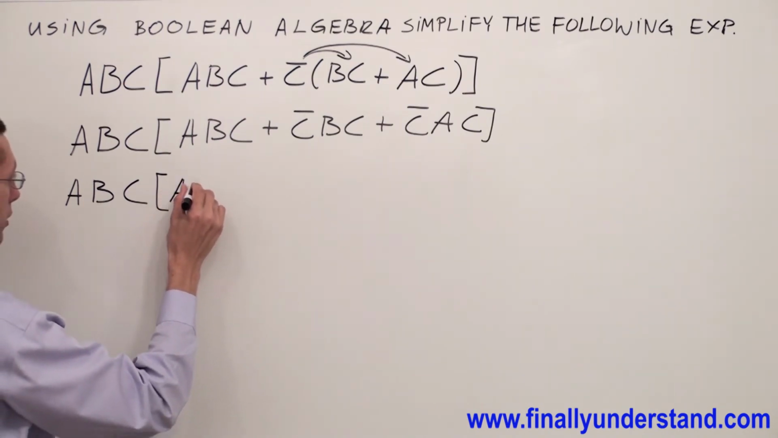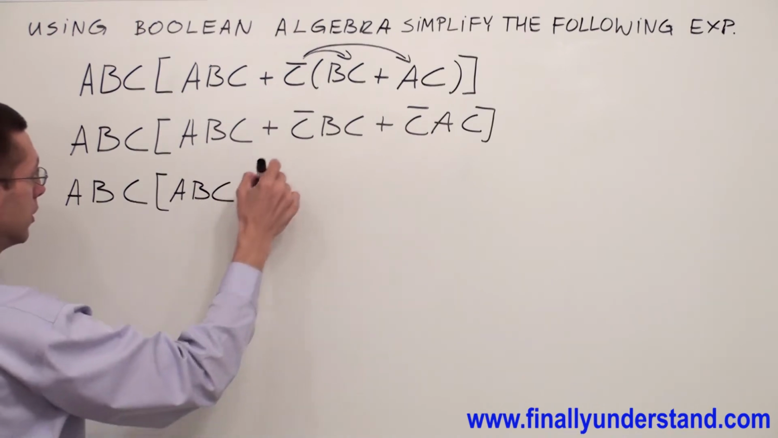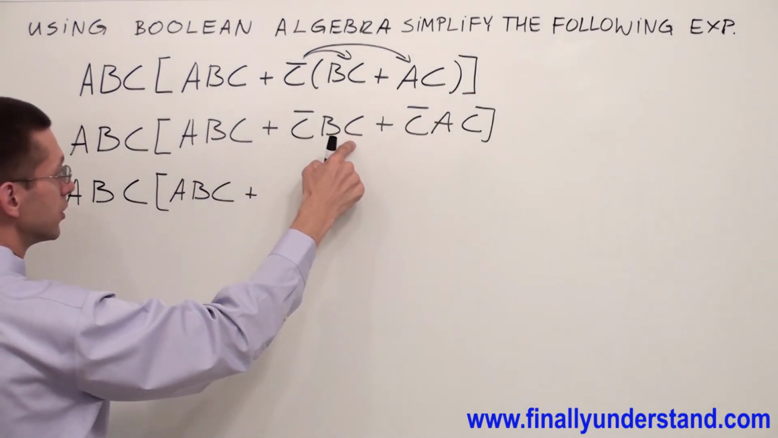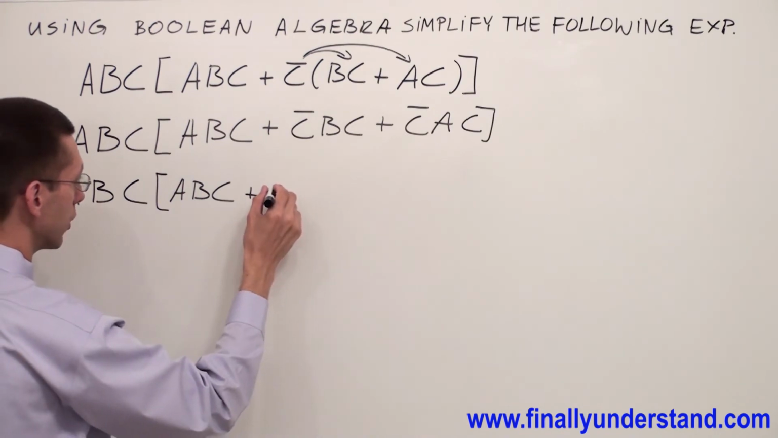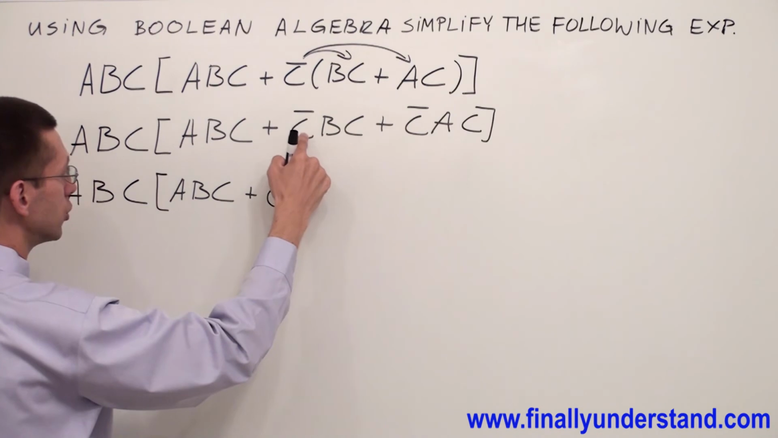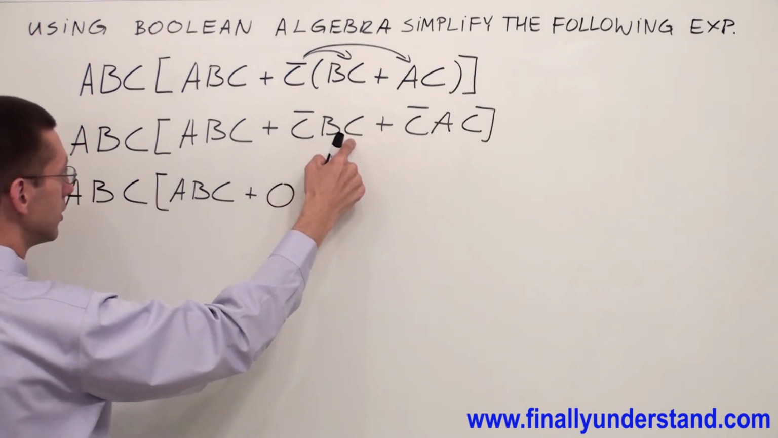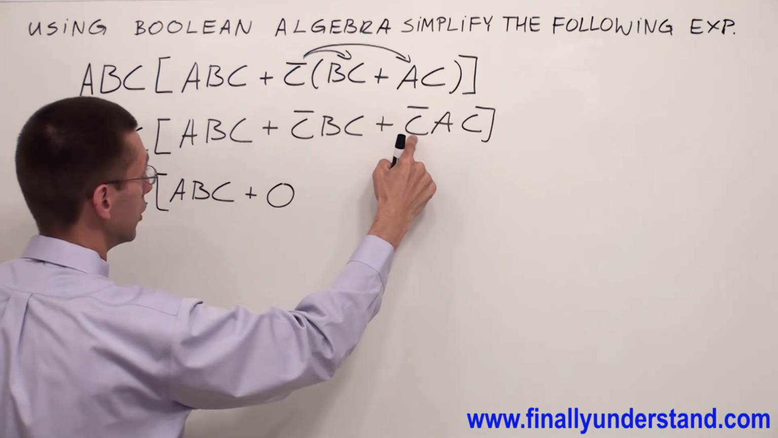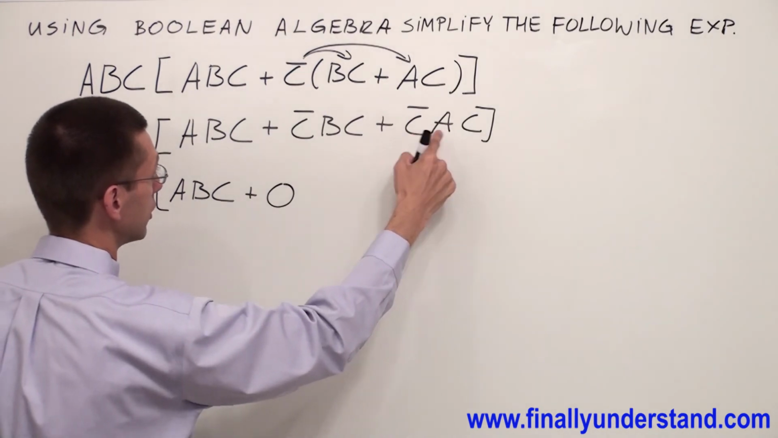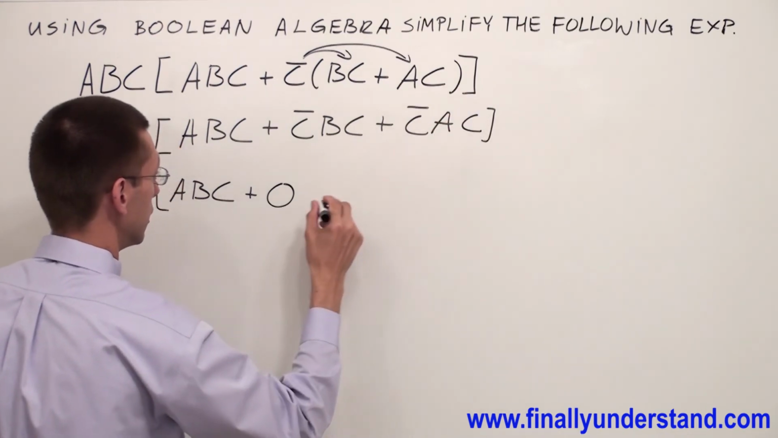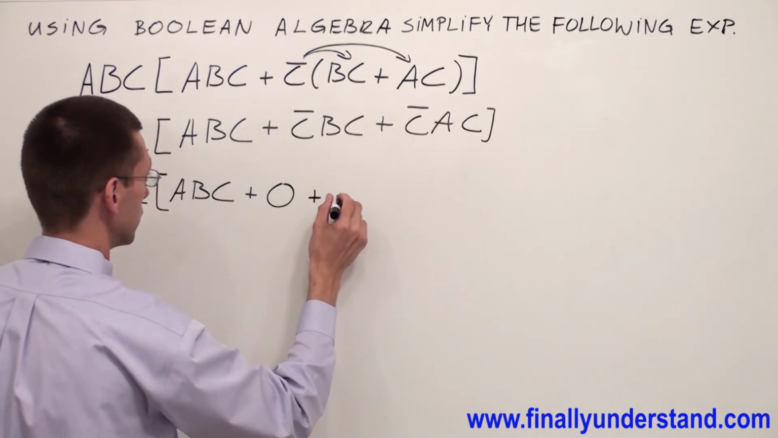I have A, B, C, or C naught and C is always equal 0. And no matter what is multiplied to it, C naught and C is always equal 0. The same story happens over here. I have C naught and C. Right, this is just bracket, and it's also equal 0.